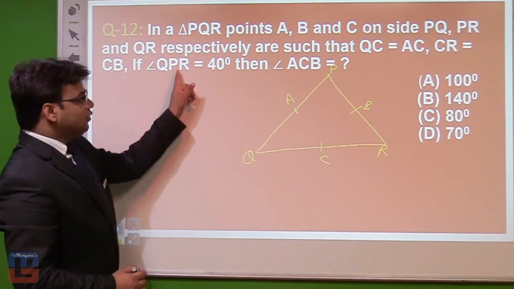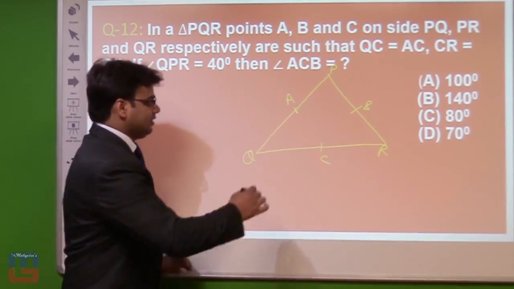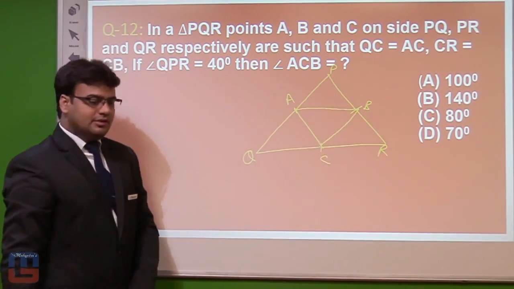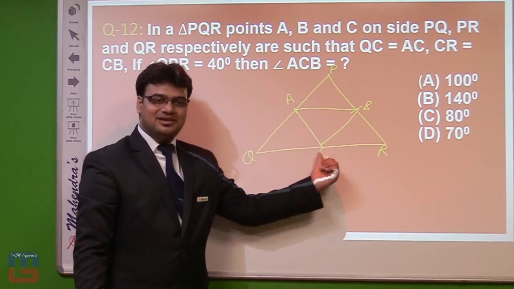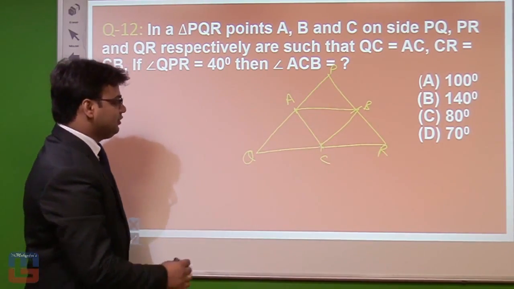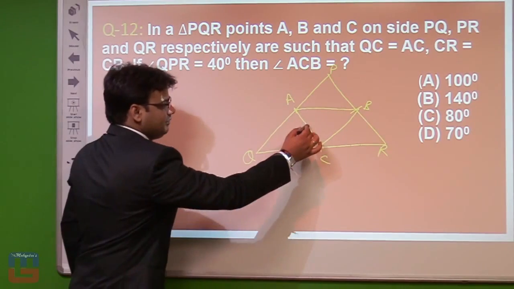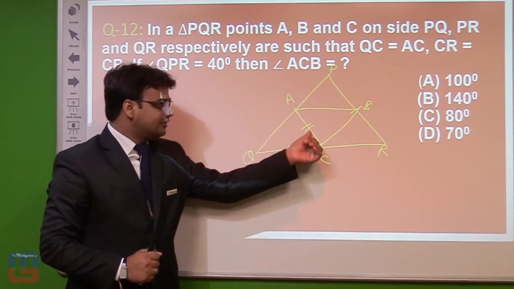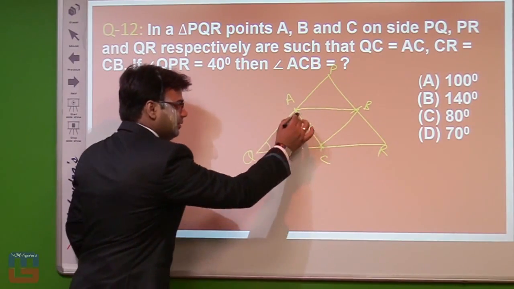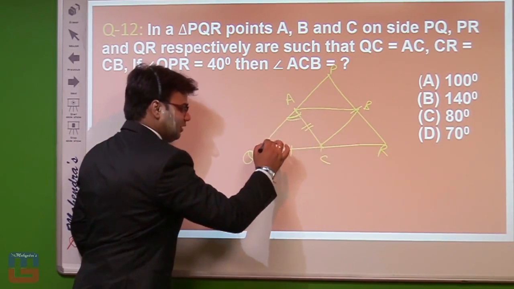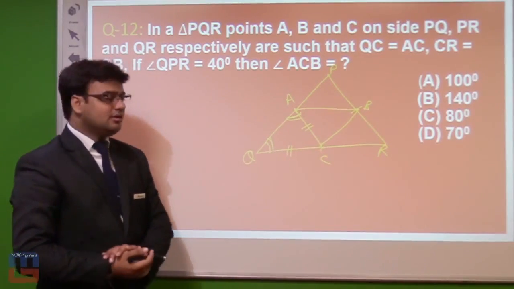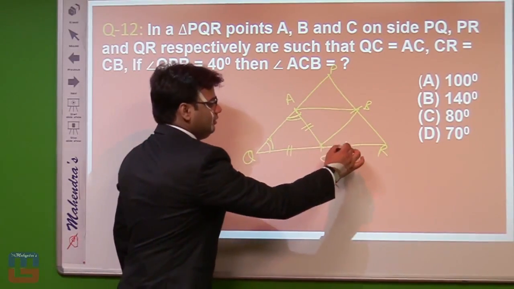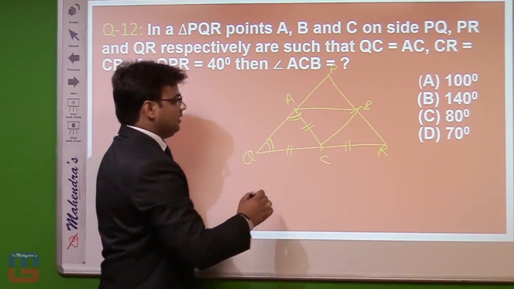Another condition is that QC is equal to AC. That means we join A to C similarly. In this way another triangle is formed, ABC, and the condition is that QC is equal to AC. That means its opposite angles are also equal. Its opposite angle is this angle, and the opposite angles are also equal. Both angles are equal. The next condition here is CR is equal to CB.